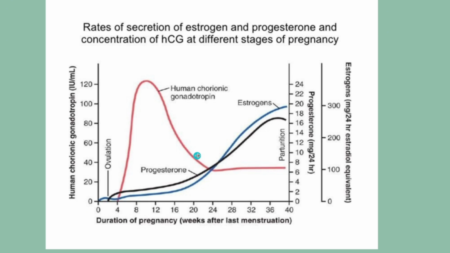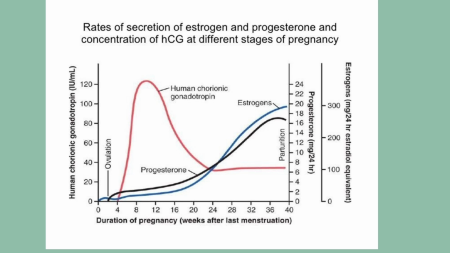So now, once the placenta is already formed, then the corpus luteum can degenerate. Why does it degenerate? Because the HCG hormone is already reduced. So the major function of this hormone is to prevent the degeneration of the corpus luteum only.